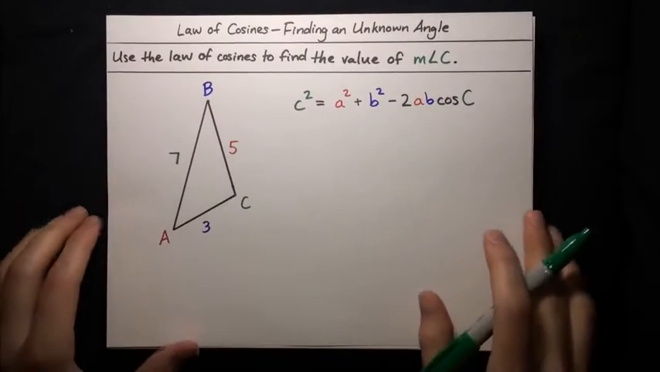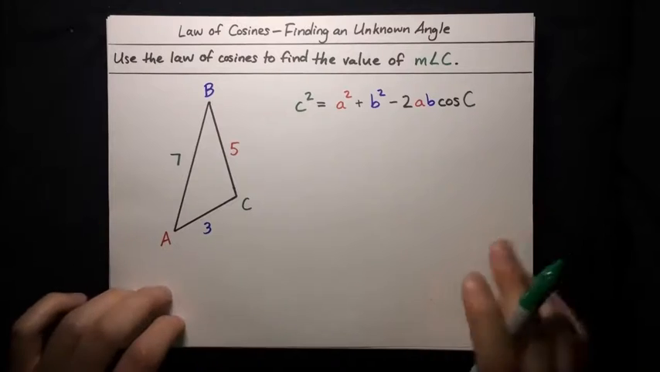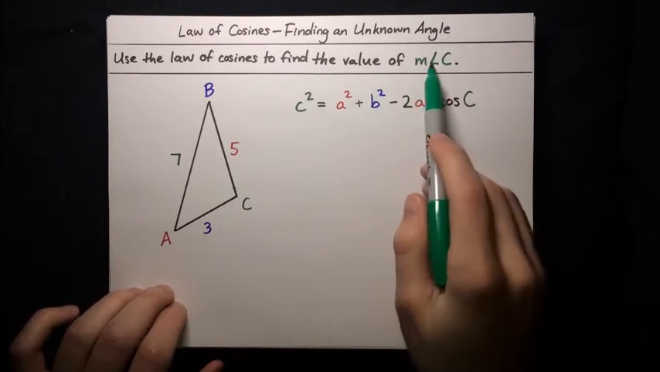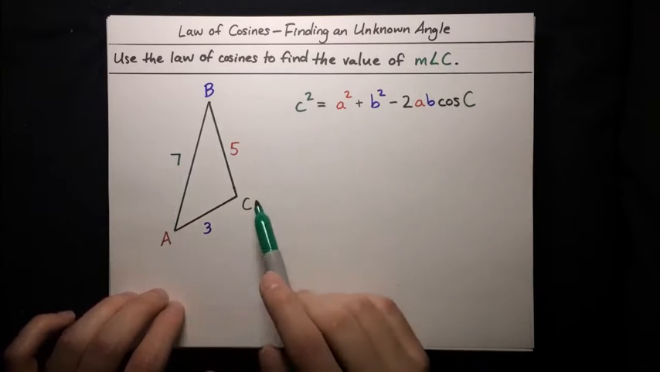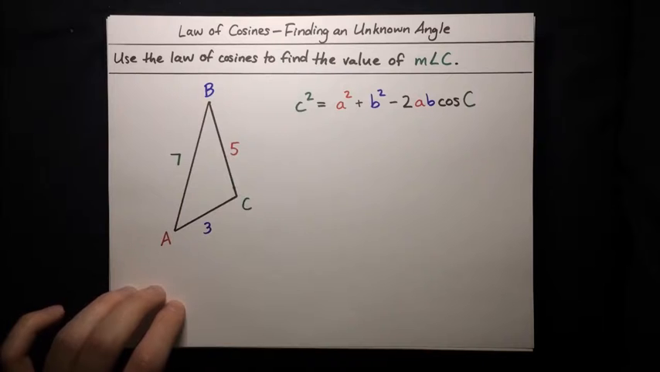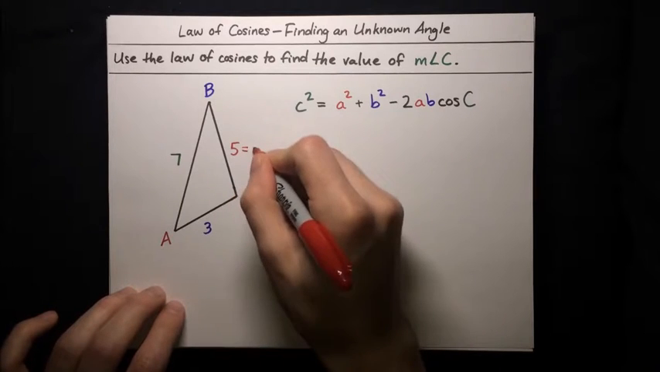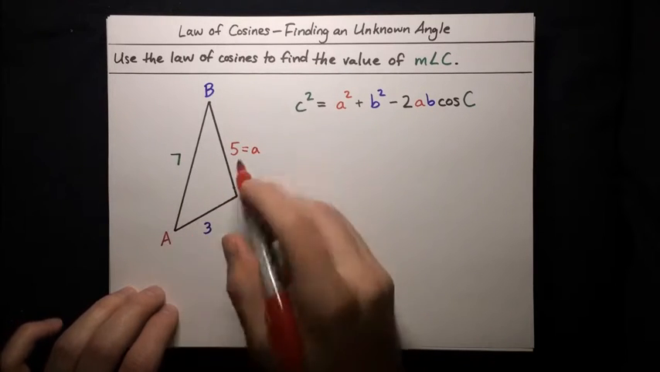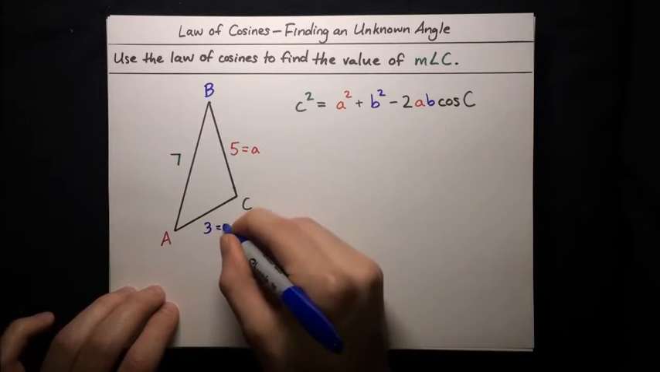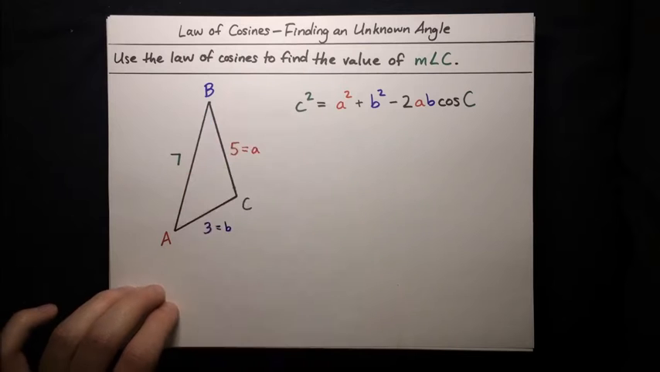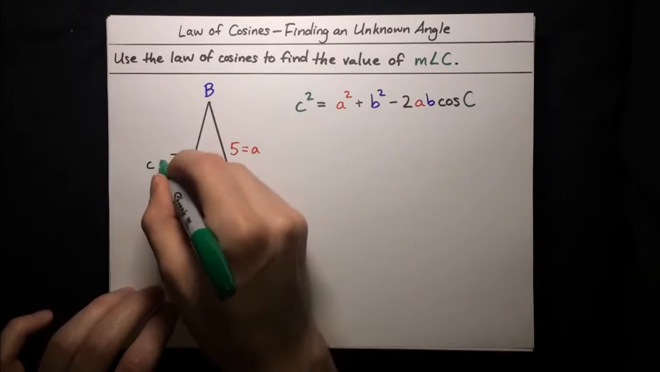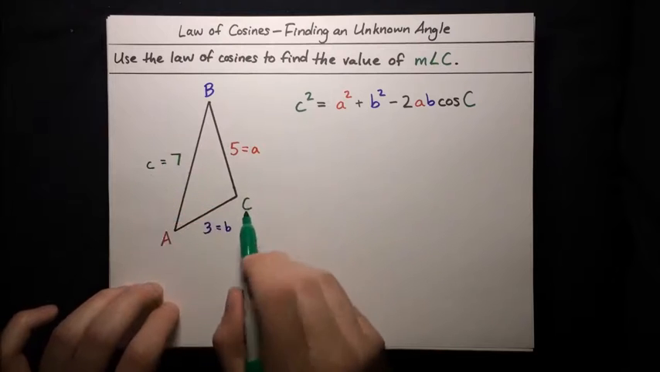Here's an example of the law of cosines in action. So we want to use the law of cosines to find the measure of angle C in this triangle here. And we know the side lengths of the triangle. We know that 5 is equal to side a, because that's across from angle A. 3 is equal to side b, because that's across from angle B. And then 7 is equal to side c, across from angle C.